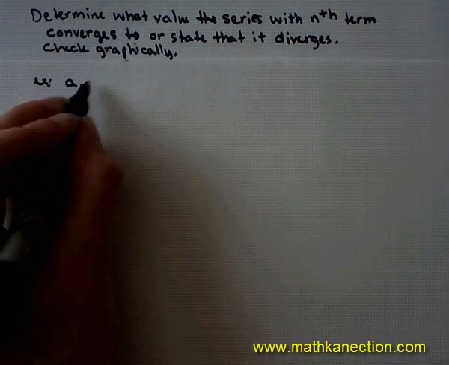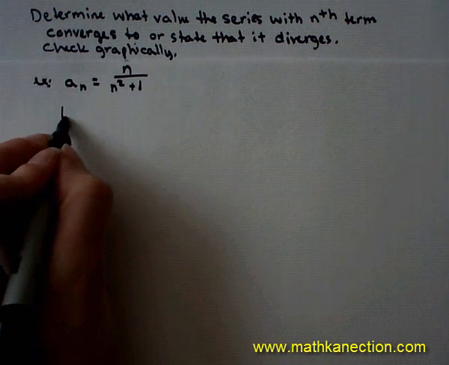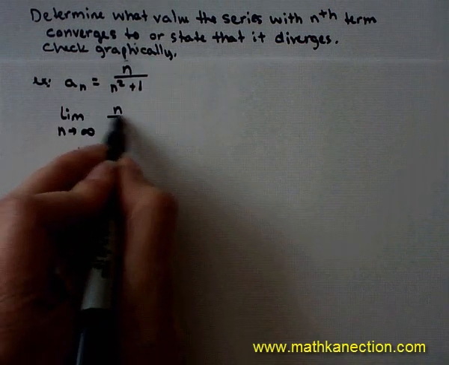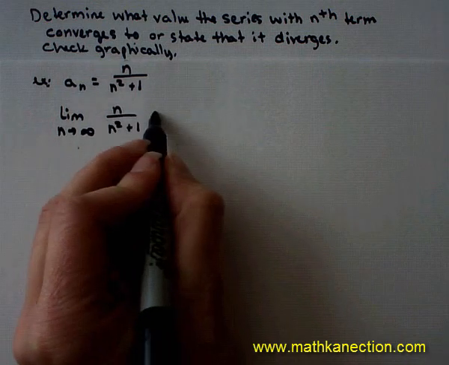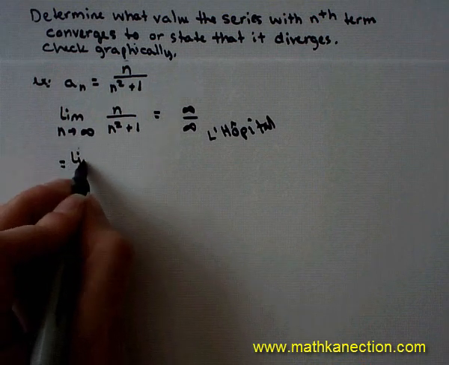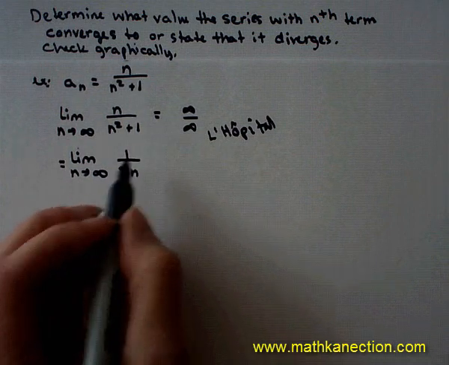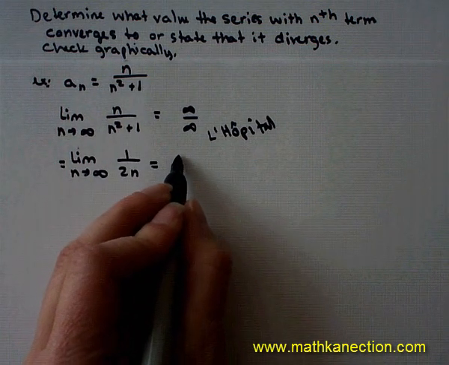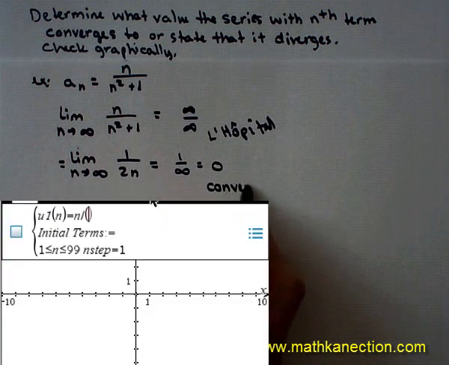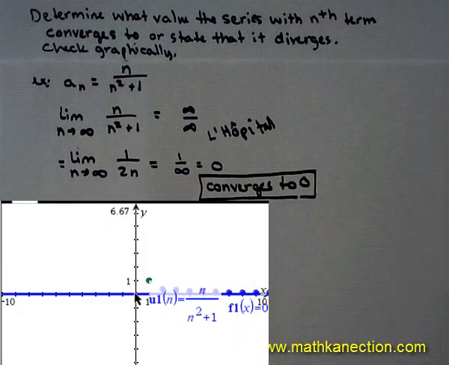Next example, we'll look at the a sub nth term is equal to n over n squared plus 1. So the limit as n approaches infinity of that a sub nth term, so n over n squared plus 1. Substituting in infinity, we get infinity over infinity, so we'll have to use L'Hopital's rule. We have the limit as n approaches infinity, deriving the n is 1, deriving n squared plus 1 is 2n. Substituting in the value of infinity, we have 1 over infinity, and 1 divided by a very large number becomes 0. So the series then will converge to 0. So the a sub n term as n approaches infinity will go to 0.